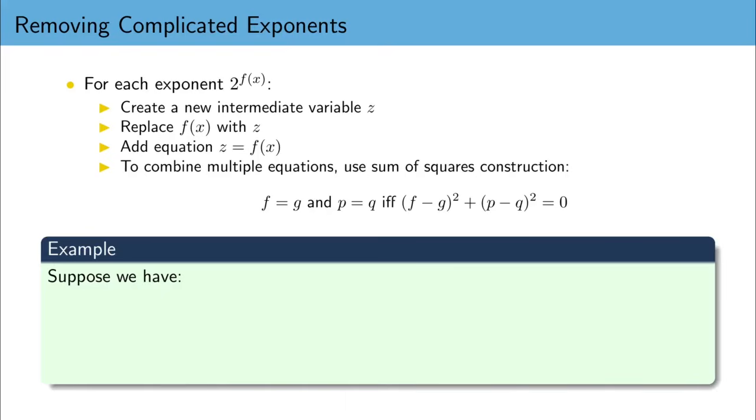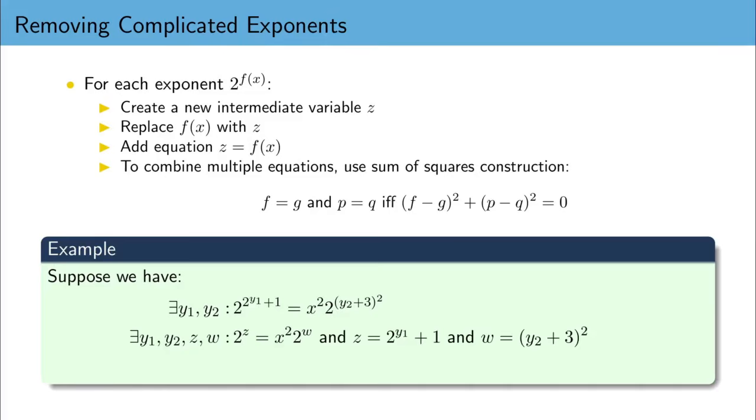So for instance, suppose the Jones and Matiyasevich proof gave us that phi of x was equivalent to there existing a y1 and y2 such that 2 to the 2 to the y1 plus 1 was equal to x squared times 2 to the y2 plus 3 squared. We would introduce new variables z and w for these 2 exponents, and then replace those exponents by those variables.